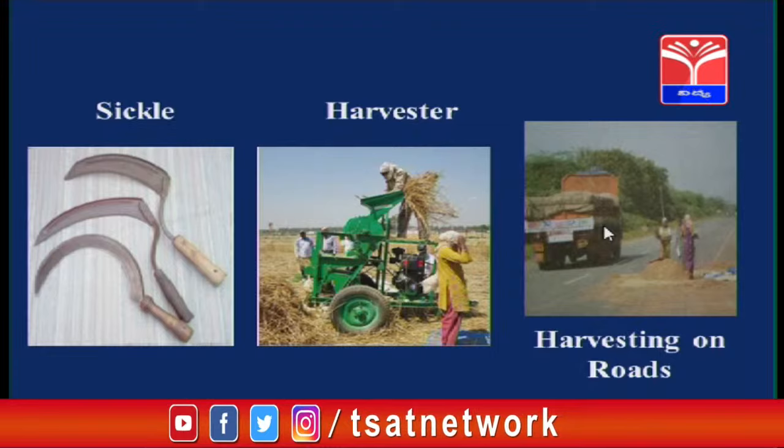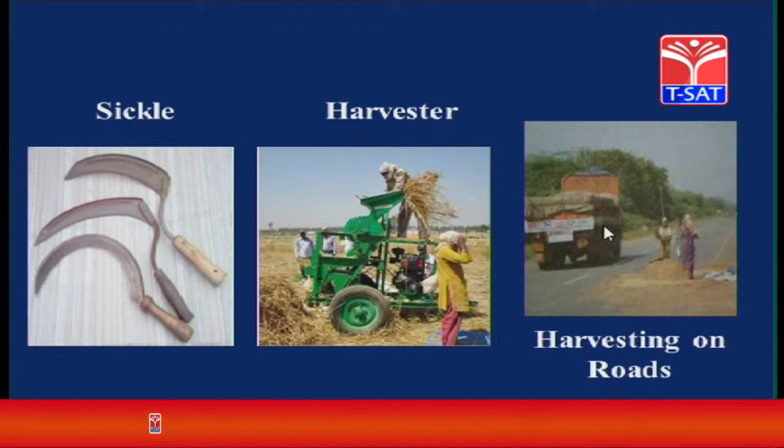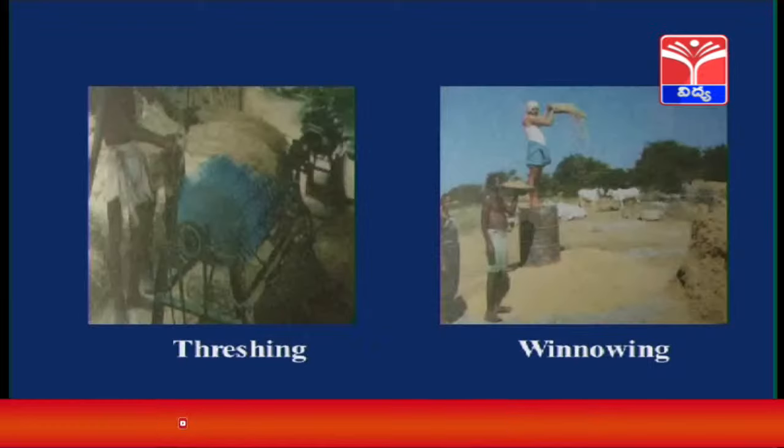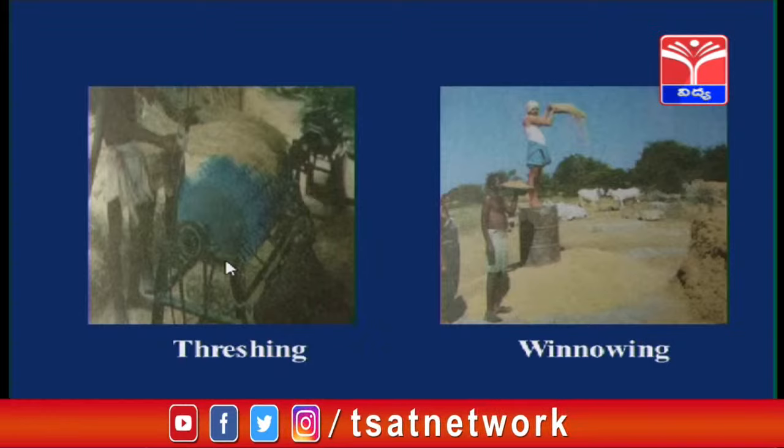Harvesting is done by sickle or harvester, and you can see in the last one, that harvesting is done on the roads. You might have seen it in your villages also, but it is very dangerous. Why? Because sometimes accidents may occur. So, try to avoid this type of harvesting on roads. And this process is threshing, where separating the grains from the chaff is called threshing, and this process is called winnowing.